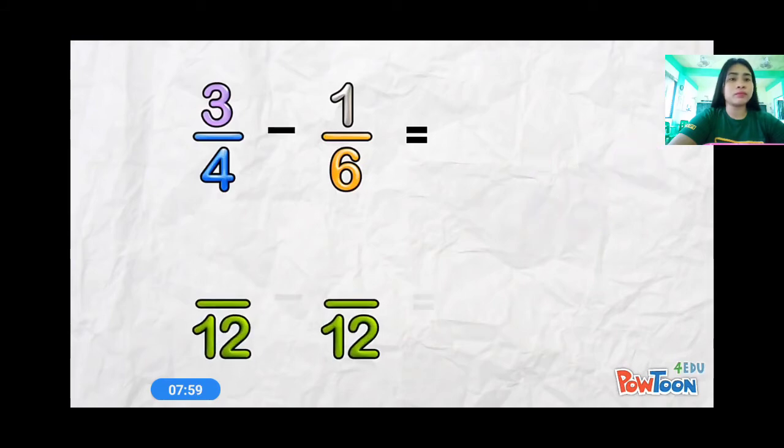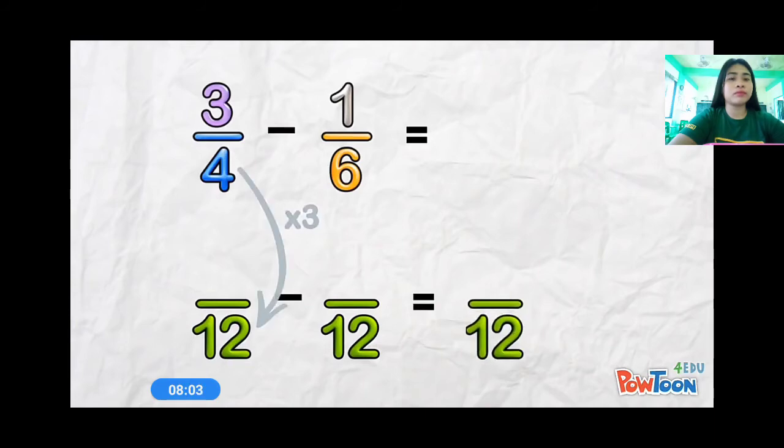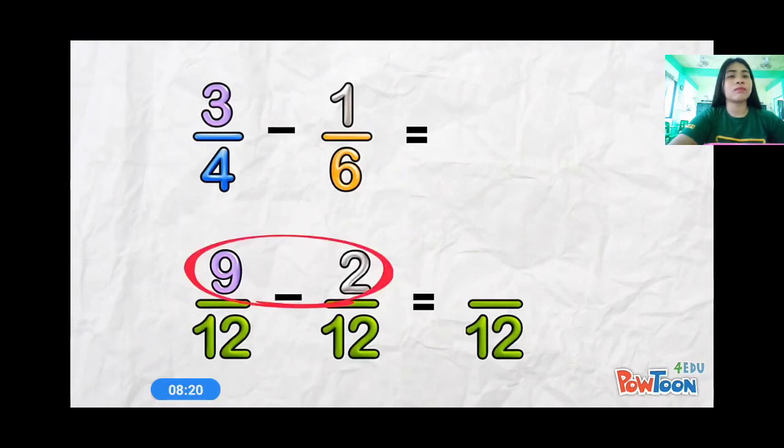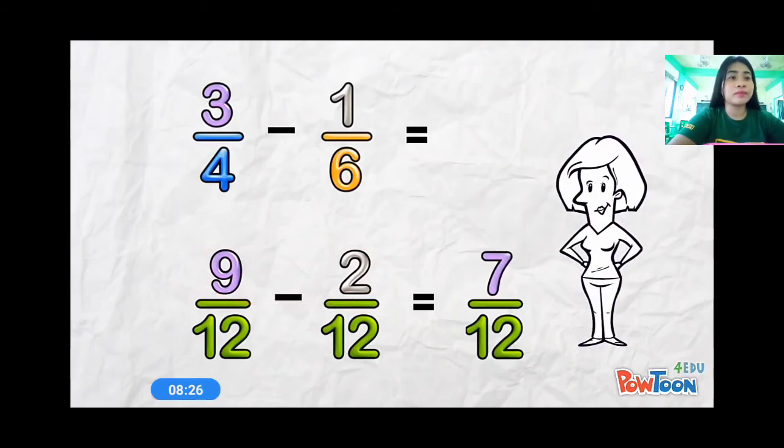Okay. Put it in the answer now. We multiply 4 by 3 to get 12, so we do the same to the numerator. 3 times 3 is 9. And for 1/6, we multiply 6 by 2 to get 12, so we do the same up top. 2 over 12. And now we work with the numerators. 9 minus 2, that's 7 over 12. We can't reduce this fraction, so we're all done.